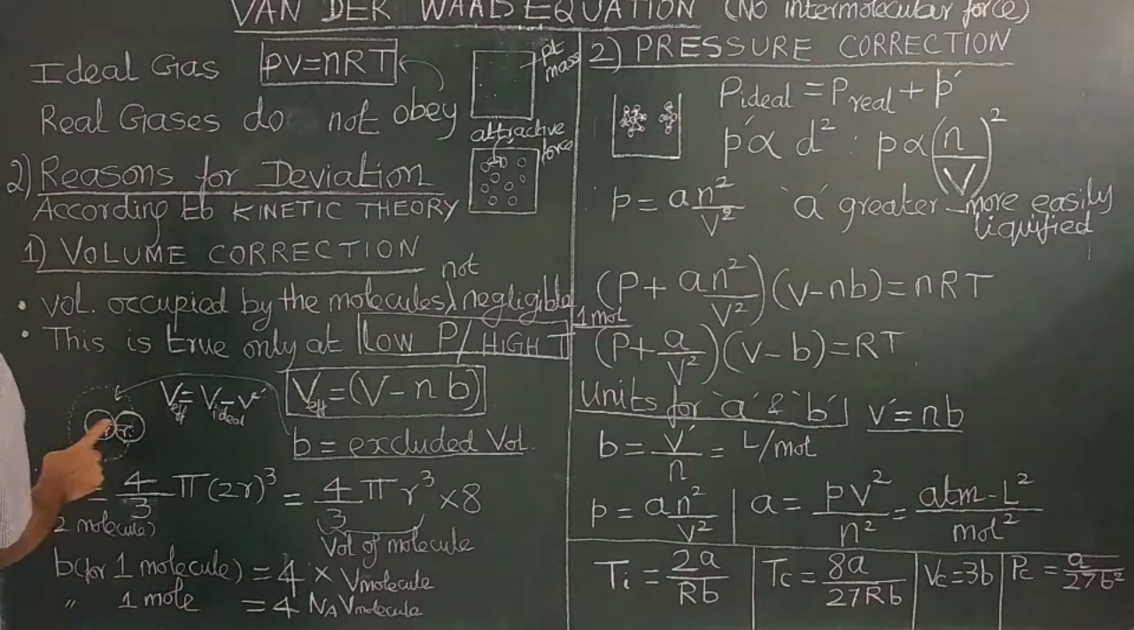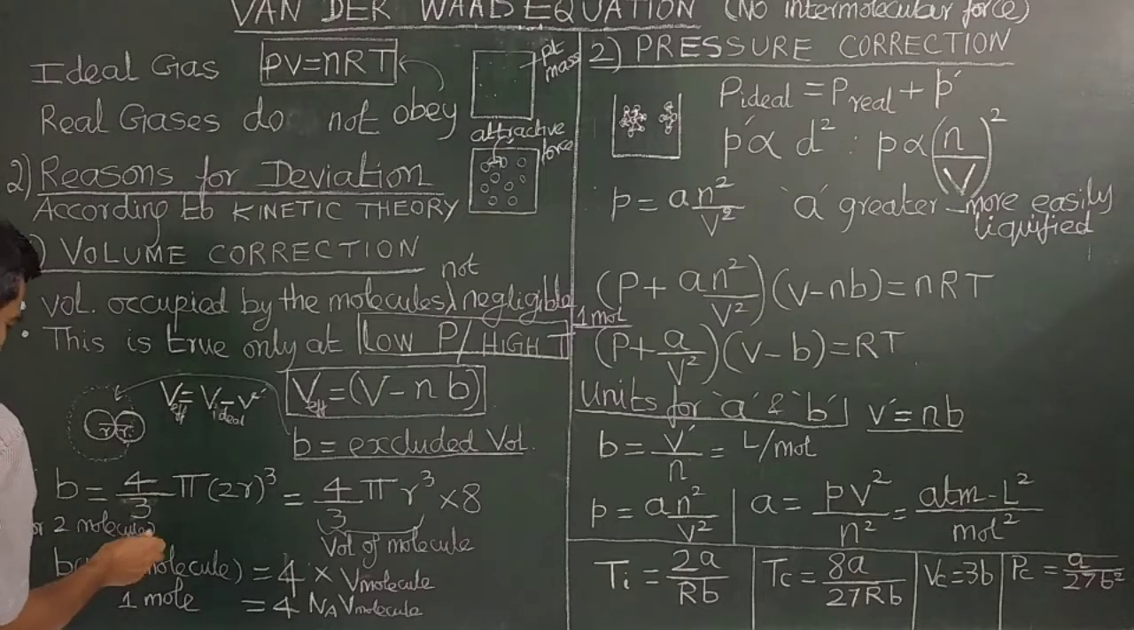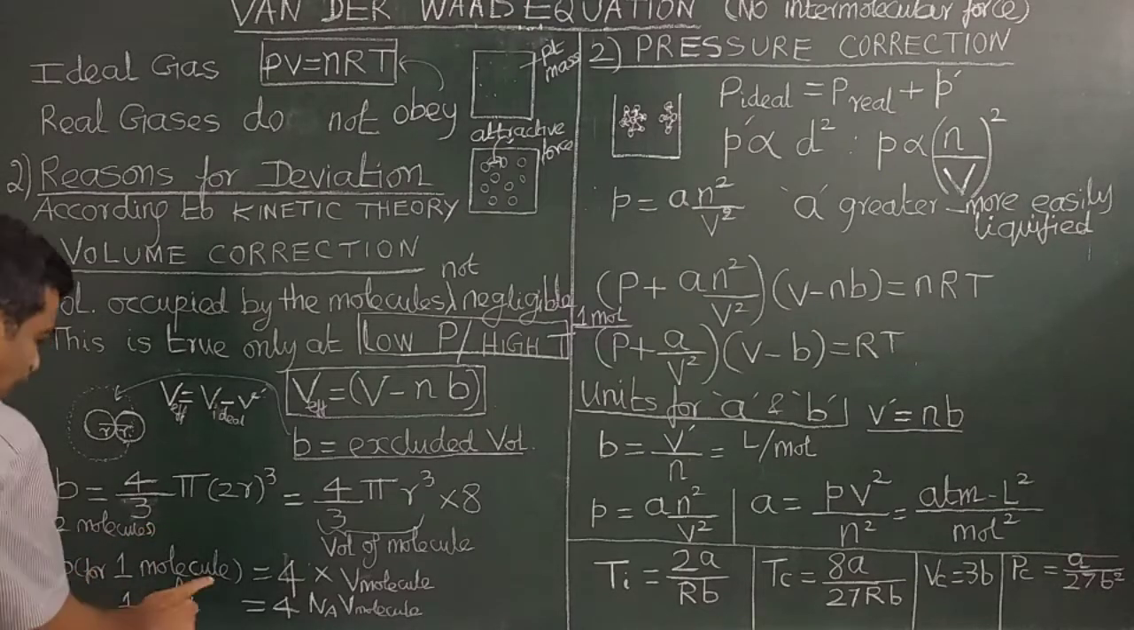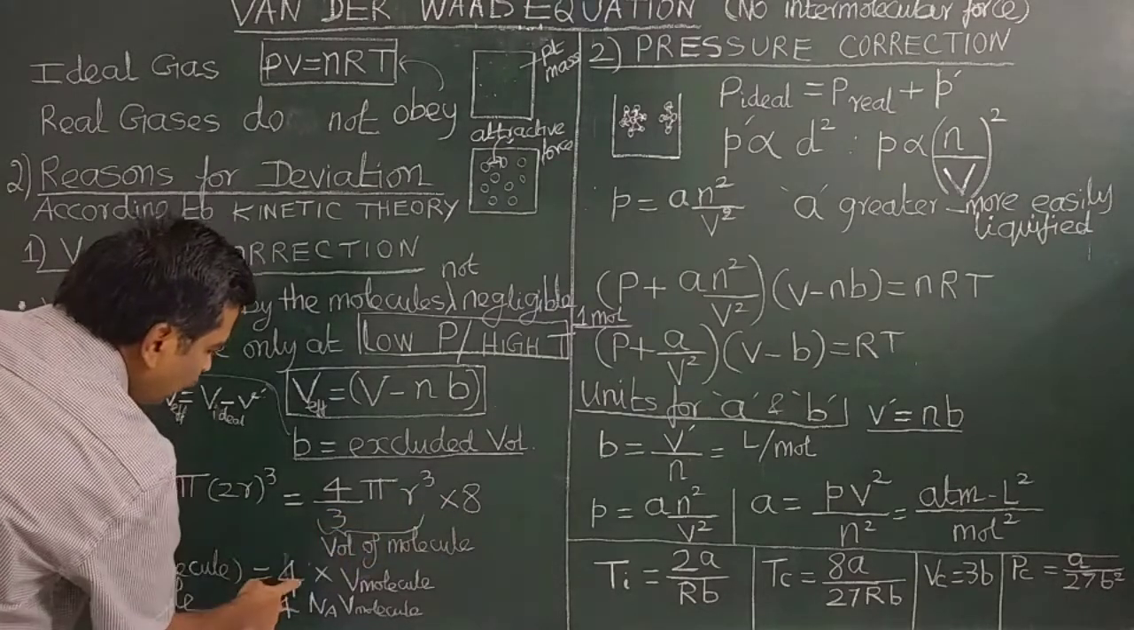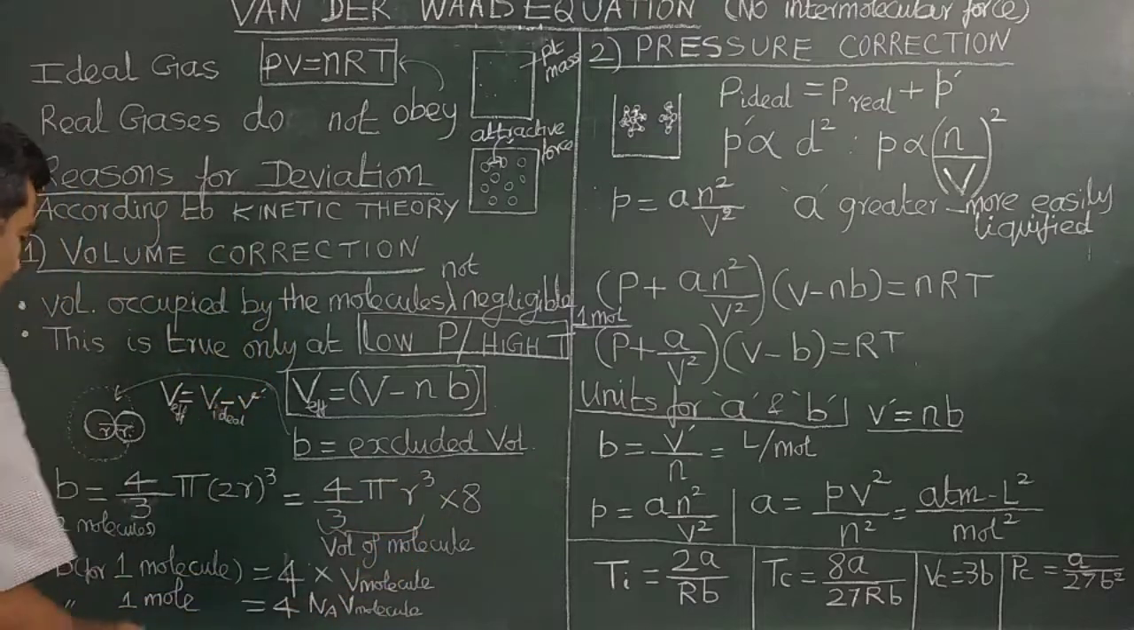Therefore, this is for two molecules. The excluded volume for two molecules is 8 times the volume of a molecule. So for one molecule, it is divided by 2, therefore 4 times the volume of the molecule.